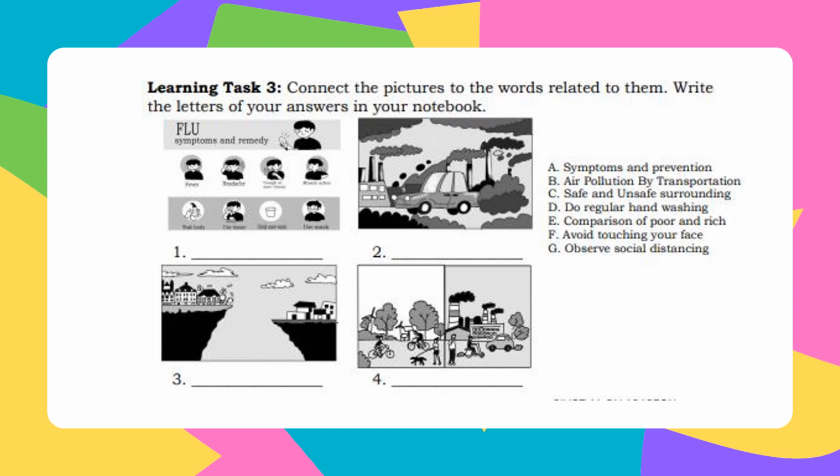Learning task 3, connect the pictures to the words related to them. Write the letters of your answer in your paper or bond paper. So for letter A, we have symptoms and prevention. B, air pollution by transportation. C, safe and unsafe surrounding. D, do regular hand washing. E, comparison of poor and rich. F, avoid touching your face. G, observe social distancing. So that is 1 to 4 only.